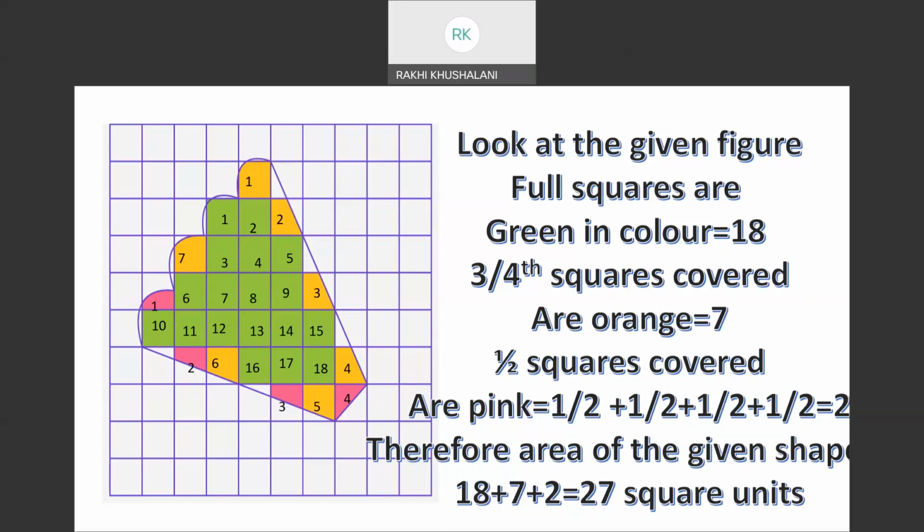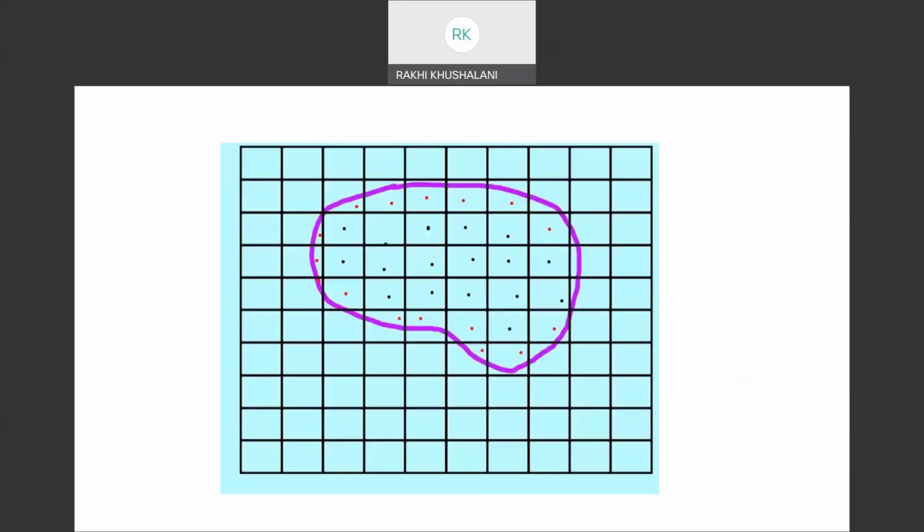Or the other way is we count the number of squares as whatever they are, like in this particular case 4, and we make it half. And we add the count of all these squares and give you the square units. We will be doing exercises like this. Here is a shape, again an irregular shape.